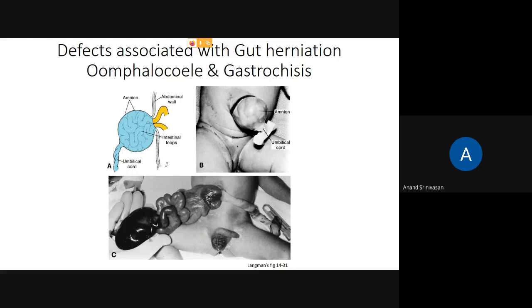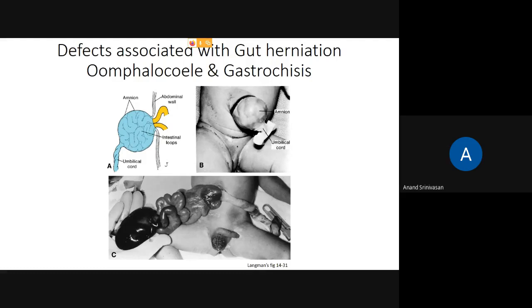All right. The next one. I said before that the midgut is initially protruding through the umbilicus. Then the midgut slowly is taken back inside. It goes inside the abdomen, because you know that the length of the small intestine is quite big, and it has to be slowly taken up inside the abdomen.